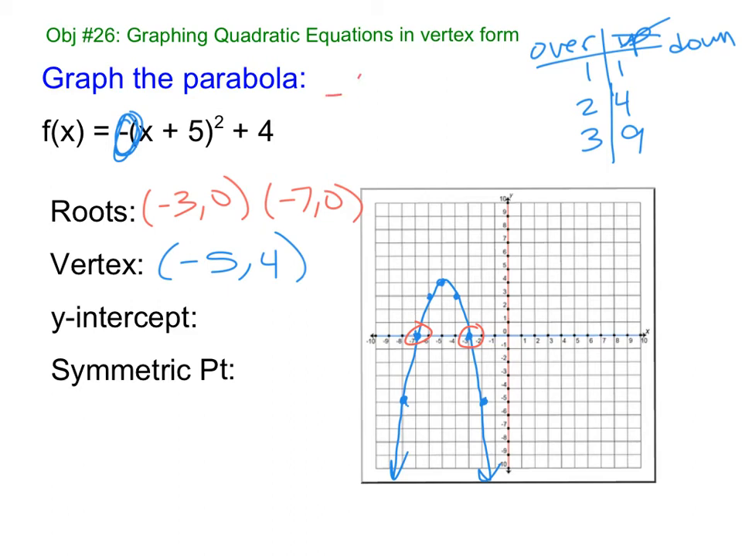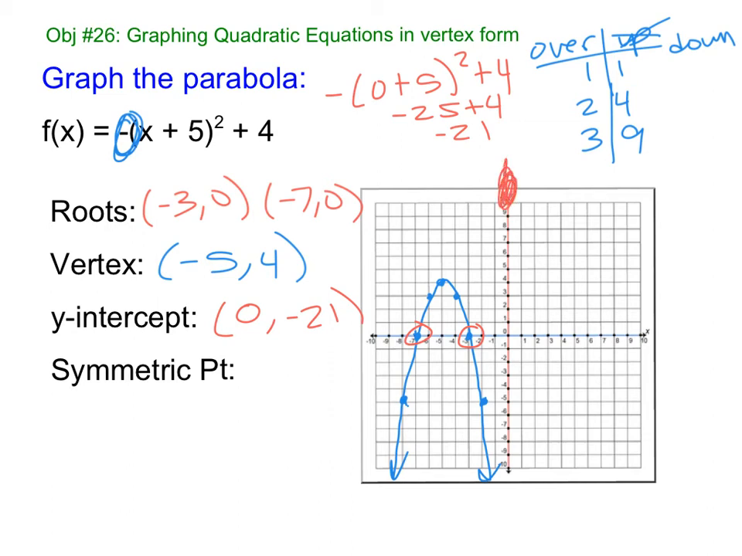So we have -(0 + 5) squared plus 4. Now remember, when you plug in here, that negative in front isn't being squared. So it's -25 plus 4, so -21. The y-intercept is (0, -21). And think about it. If you accidentally squared it and said 29, does it make sense that the y-intercept would be way up there, beyond that? No, that doesn't make sense. So pay attention to that. And then the symmetric point: we double our vertex, so -10, and then the y is the same.